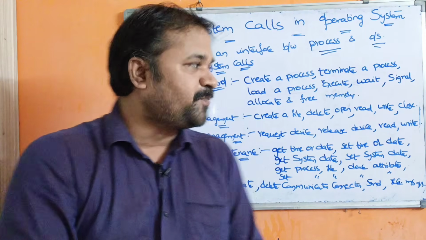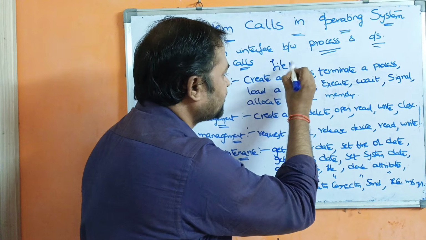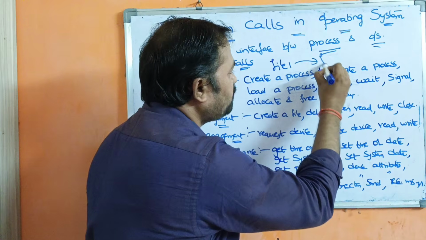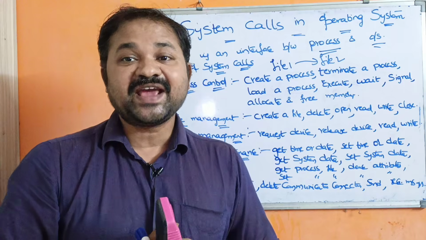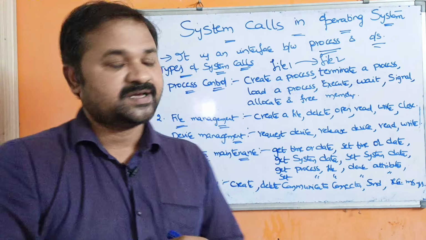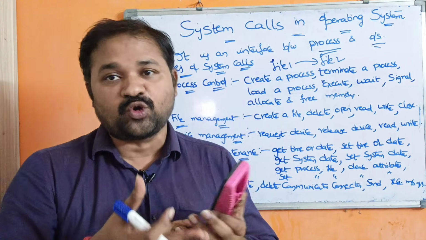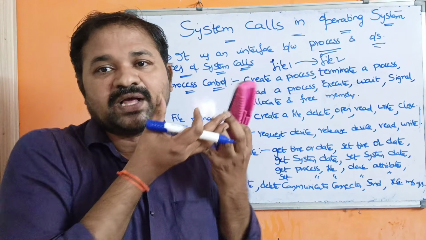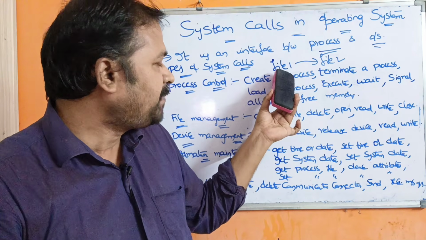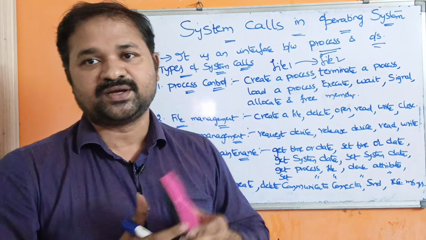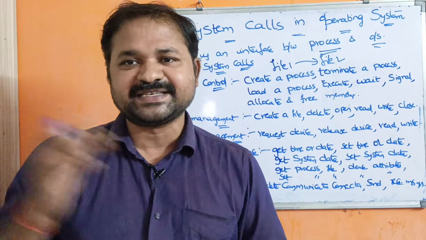Let's take the example of reading data from file 1 and copying the data to file 2. So in order to do this operation, we have to use several system calls. First we have to open file 1 in read mode. Why? Because we need to read the content of file 1. So we have to use two system calls such as open and read system call.